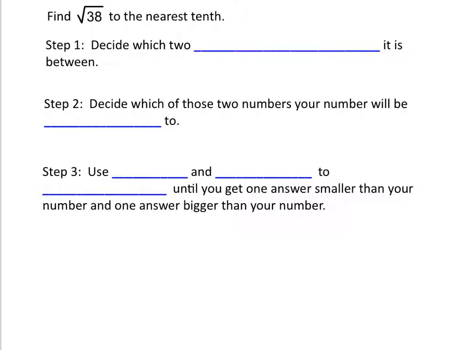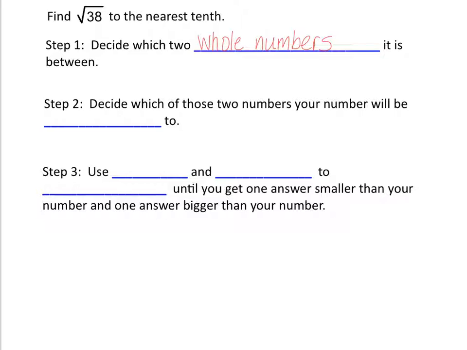The very first thing that you need to do for step one is decide which two whole numbers your square root value is going to be in between. So you're going to want to think about your doubles of multiplication. You can use the chart that's on the board, or if you have your own list, or want to make a list of all of your perfect squares, you can do that.